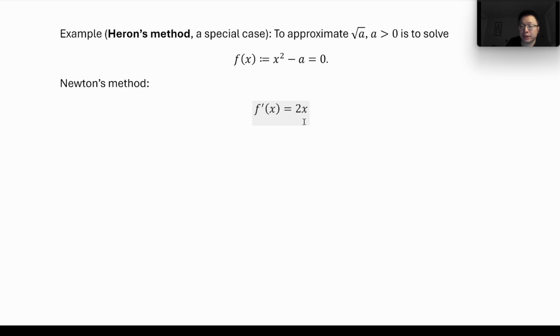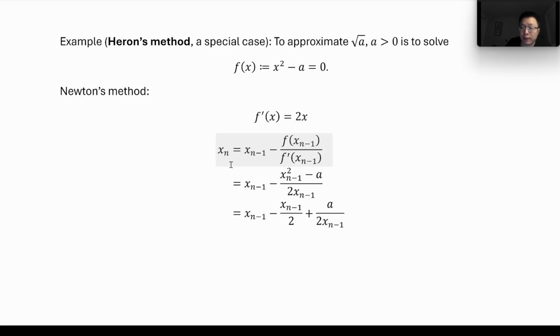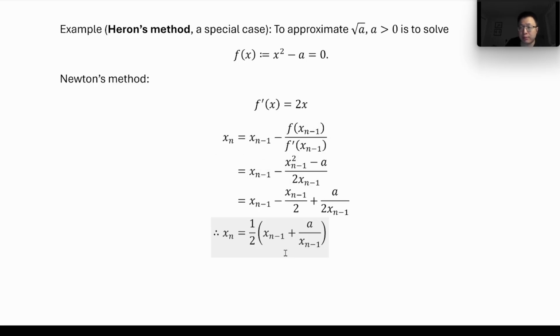So first we calculate the derivative, which is 2x. That's very easy. And then we just plug into the general formula for Newton's method. So xn equals xn minus 1 minus f of xn minus 1 over f prime of xn minus 1. F of xn minus 1 is xn minus 1 squared minus a. F prime of xn minus 1 is just 2 times xn minus 1. Simplifying the fractions, we get xn is 1/2 times the quantity xn minus 1 plus a over xn minus 1.